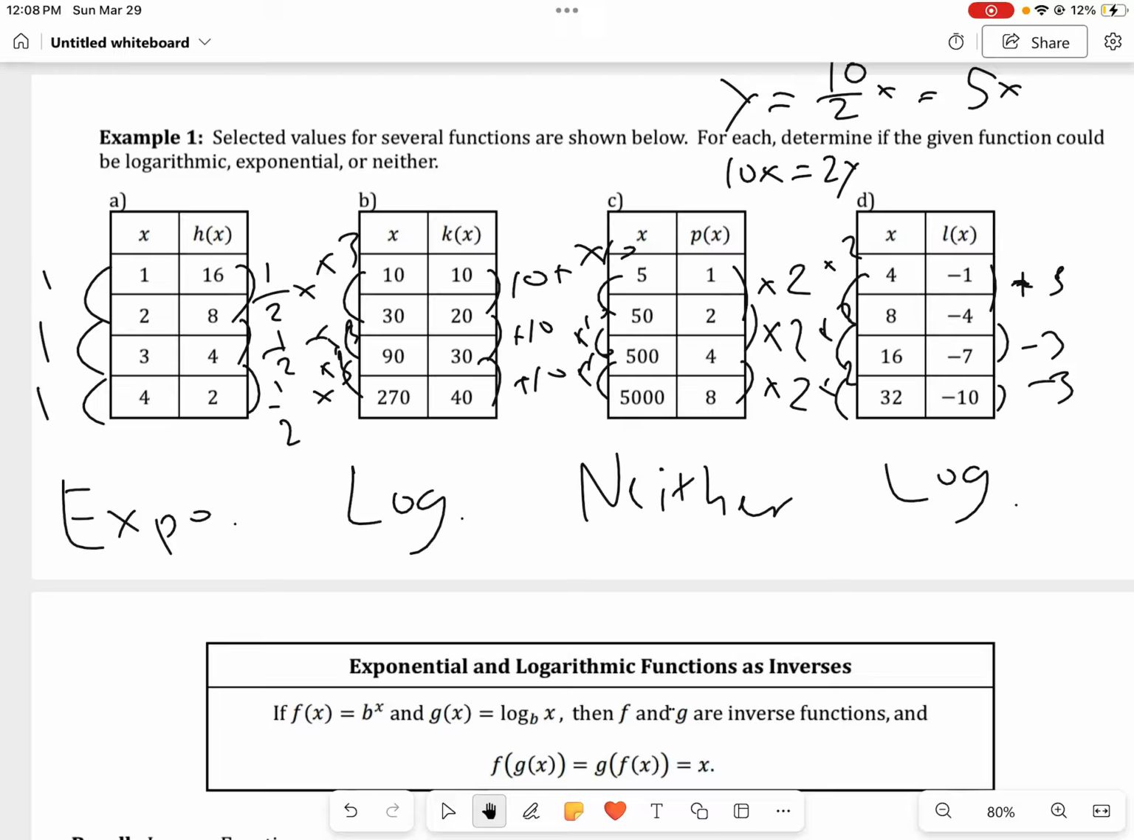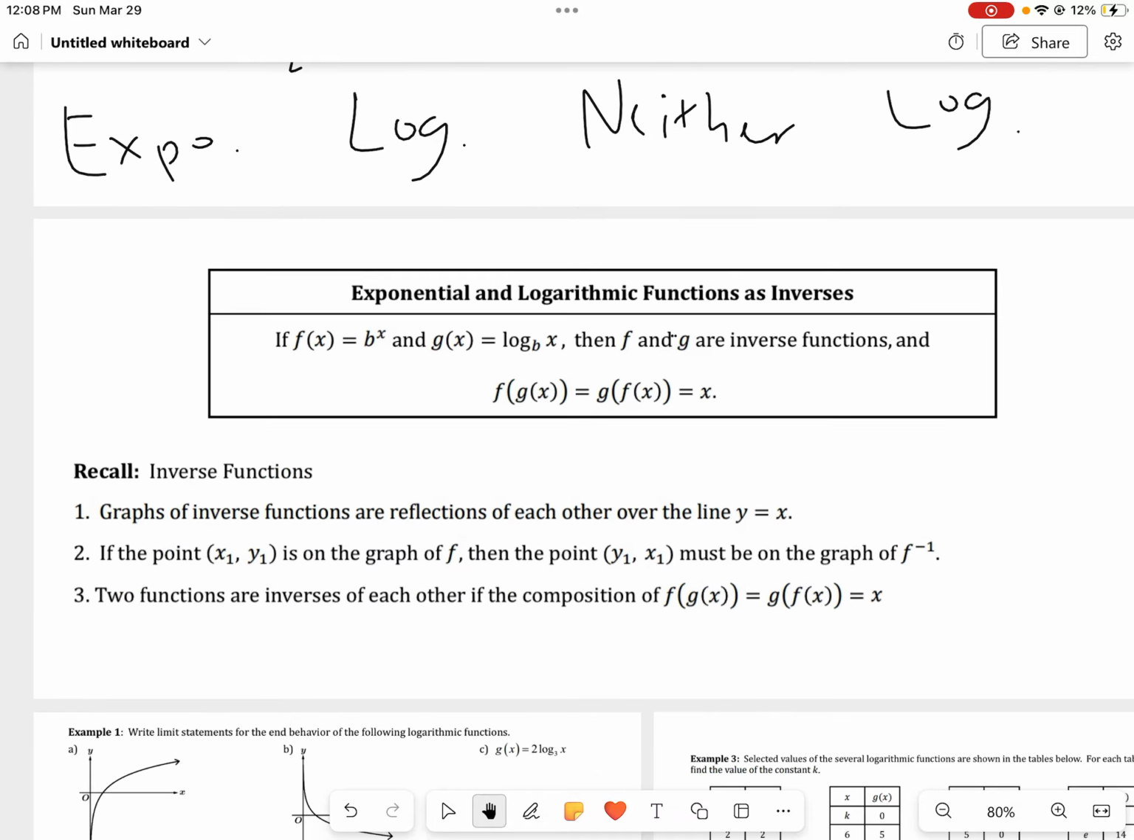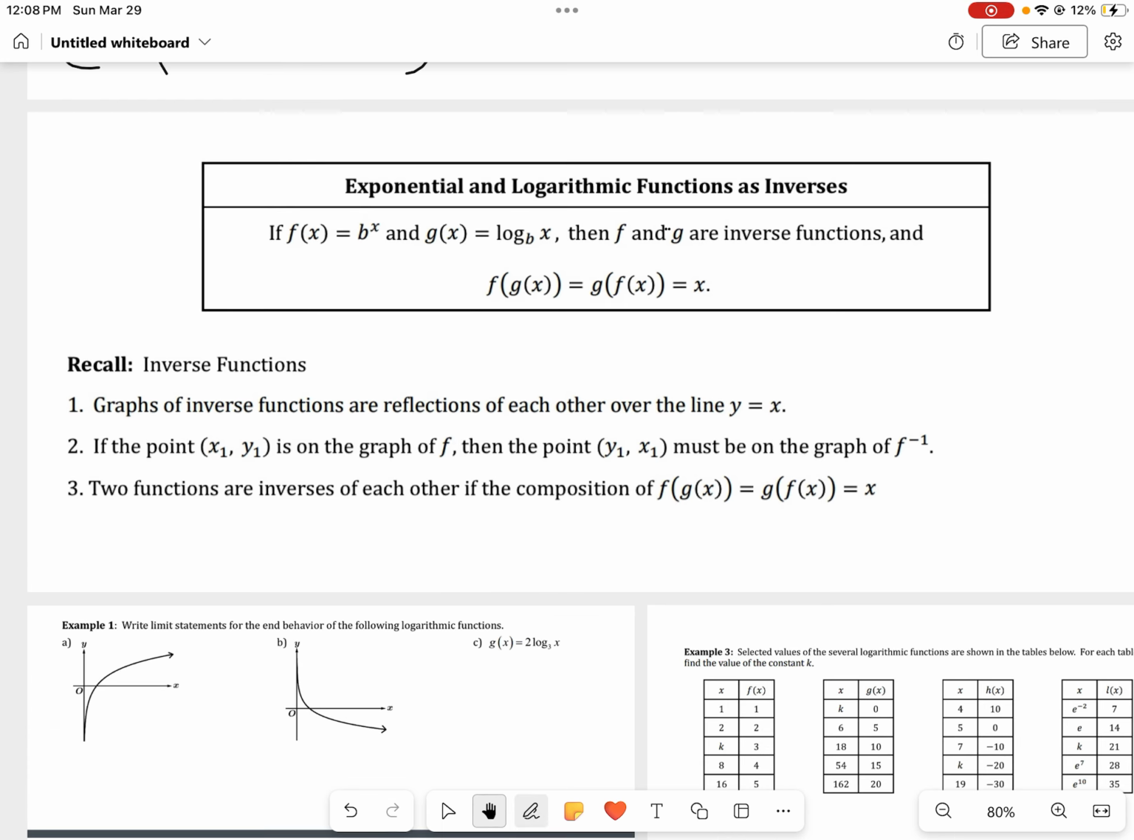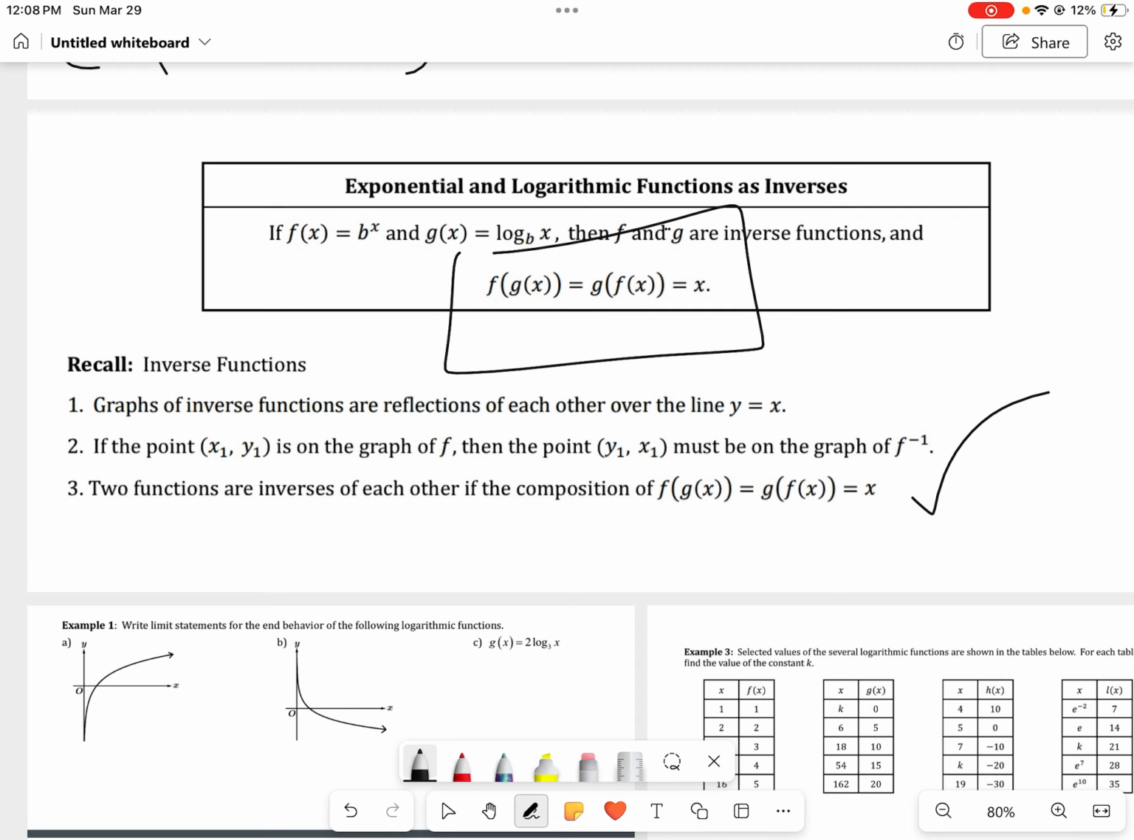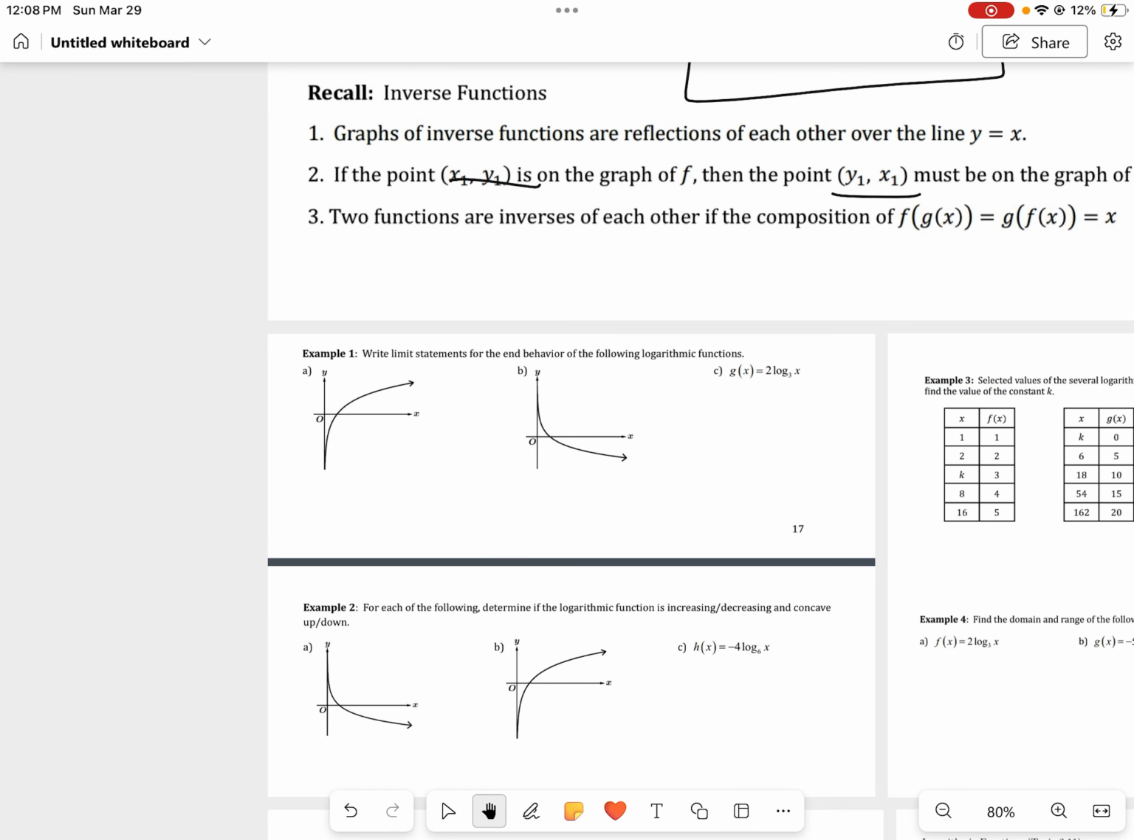Okay, let's keep going. So it's asking, are these just notes? This is not an actual thing. This is just like a check if you get this, because if they're inverses, if you use the composition of one on the other, they should always yield x, and that's pretty much it. Also the (x1, y1), if you flip them, they should be on the graph of the inverse function, and the domains and ranges are flipped. So it's just properties.